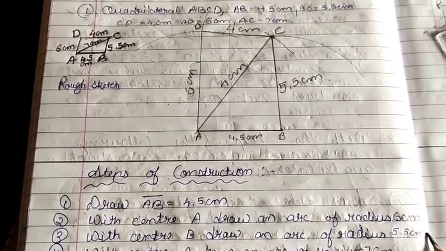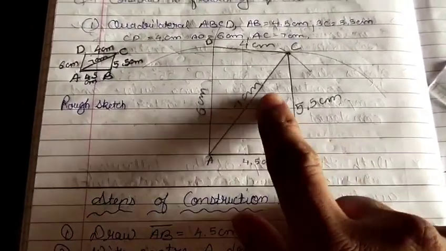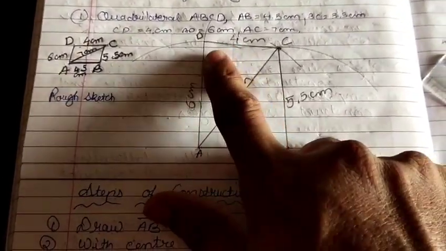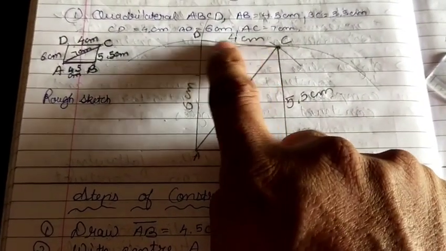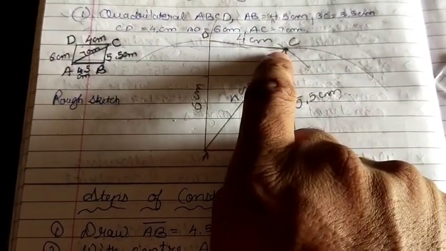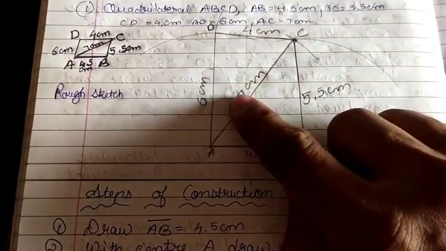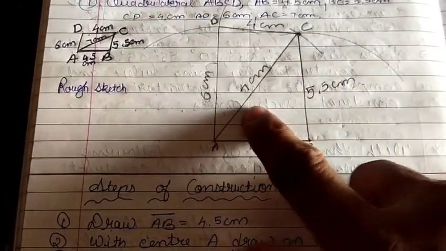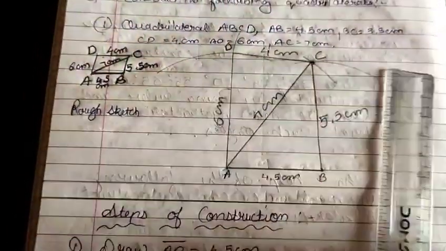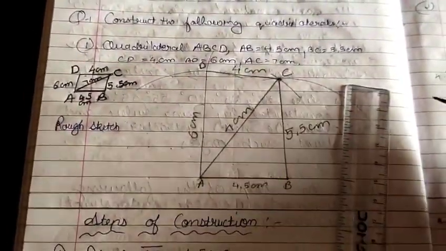Then write the step over here: with center B, draw an arc of radius 5.5 centimeter. Then we don't know how to construct here, no connecting point is there. So therefore first you have to take this diagonal, the length of the diagonal. So we have to construct this length of diagonal. So take 7 centimeter with the scale.